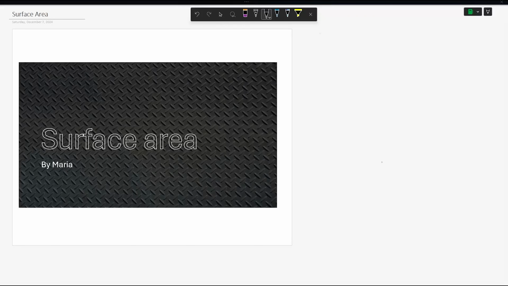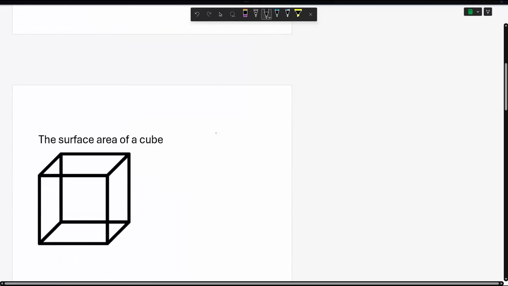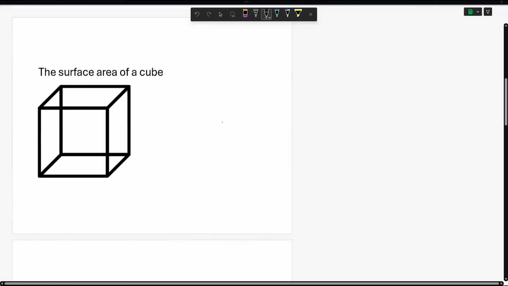Hello, today I will show you how to find the surface area in the different shapes. Let's start first, surface area of cube.